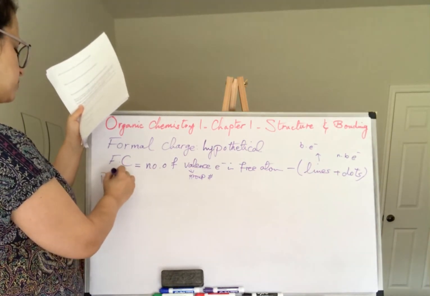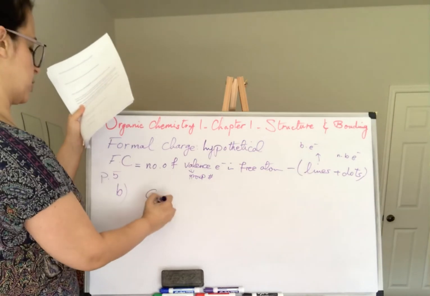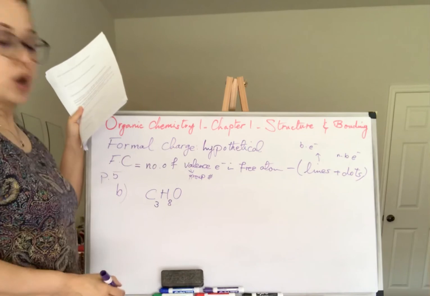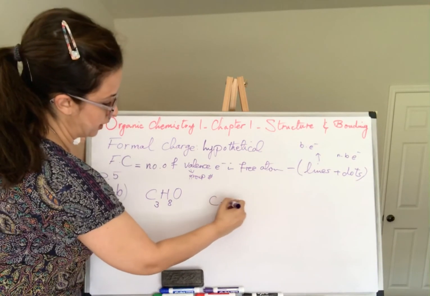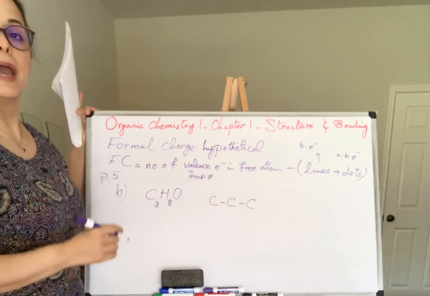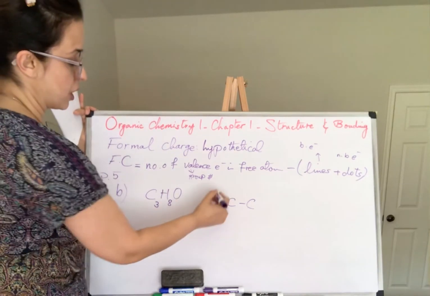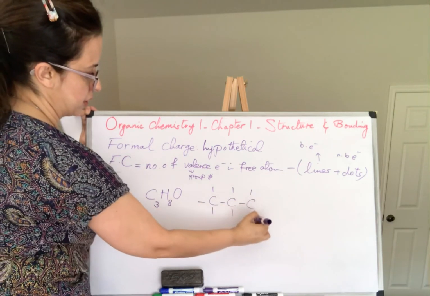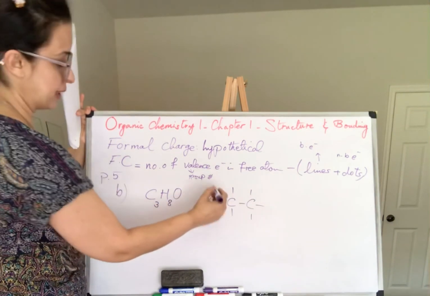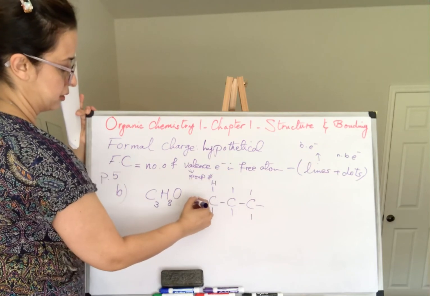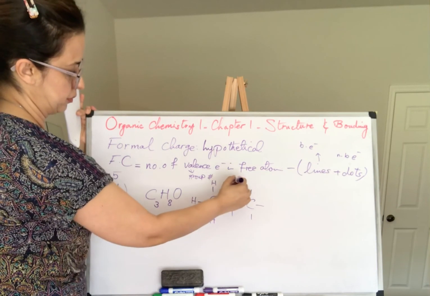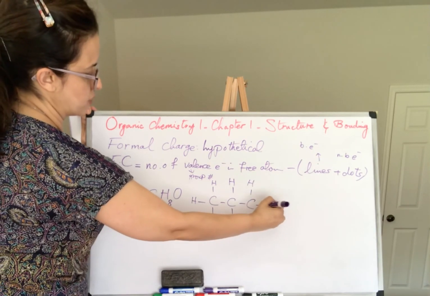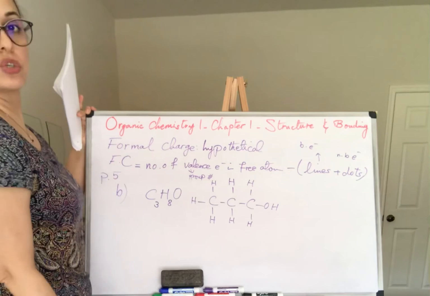We are working on page 5. B, drawing the Lewis structure of C3H8O. So we have a total of 3 carbons, 8 hydrogens, and 1 oxygen. So one of the compounds, these are all carbons with complete octet, right? Five, 6, 7, and as we said in the previous example, we can have an OH.